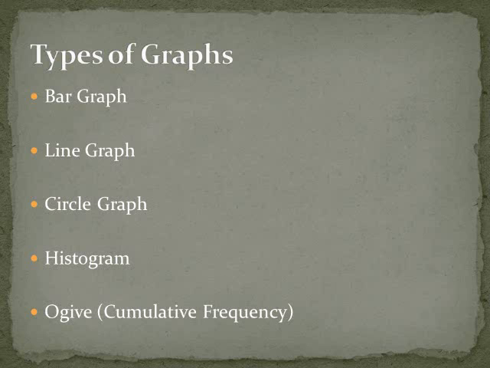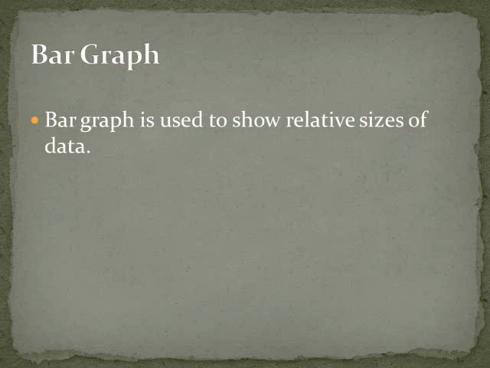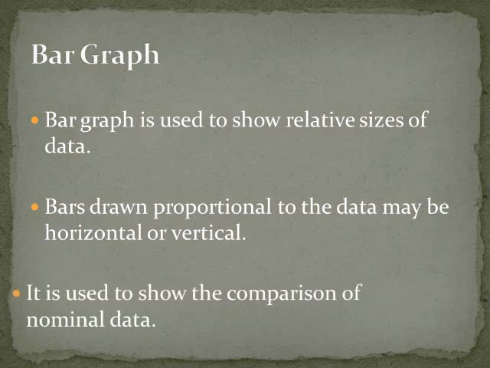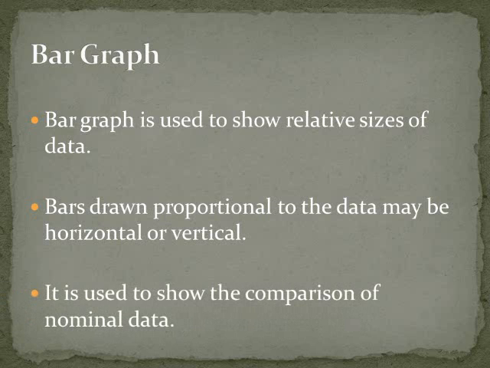Now, let's define the following graphs. First, we have bar graph. Bar graph is used to show relative sizes of data. The bars drawn proportional to the data may be horizontal or vertical. Also, it is used to show the comparison of nominal data.